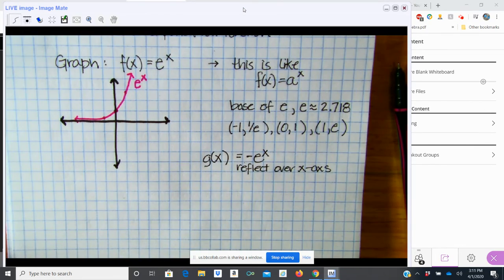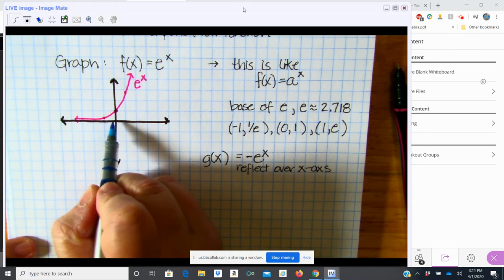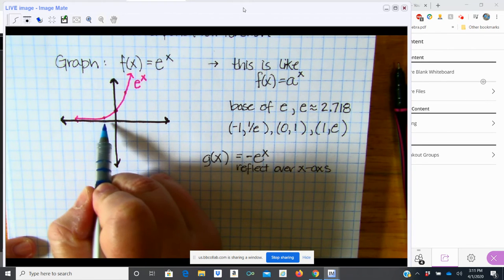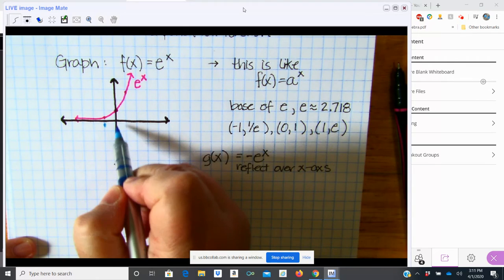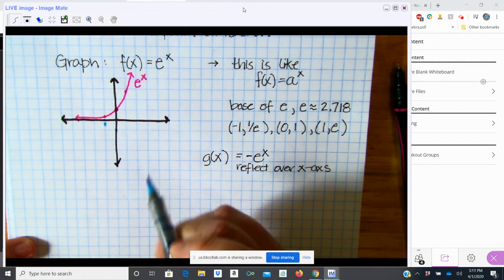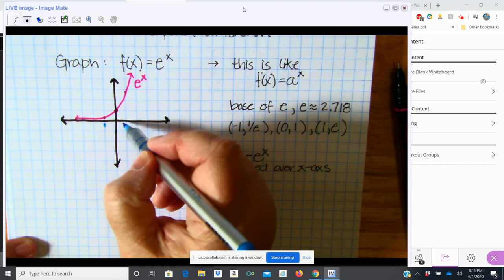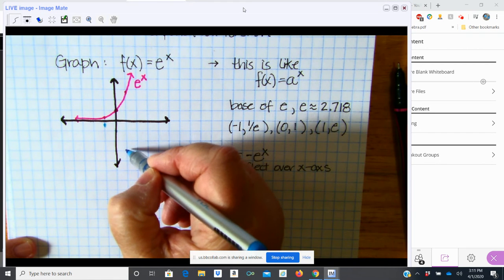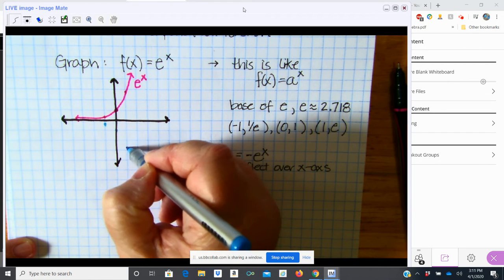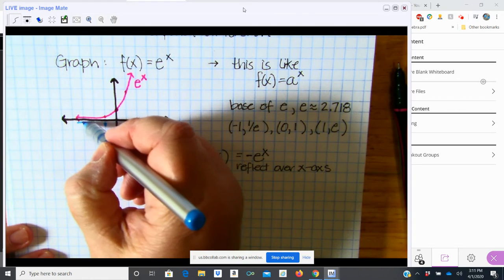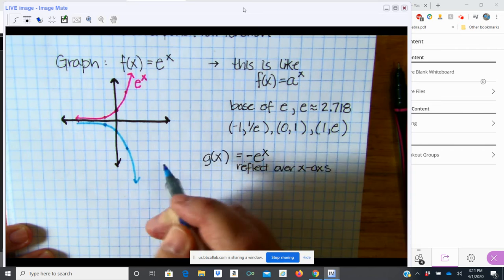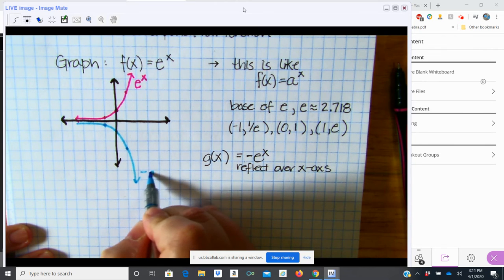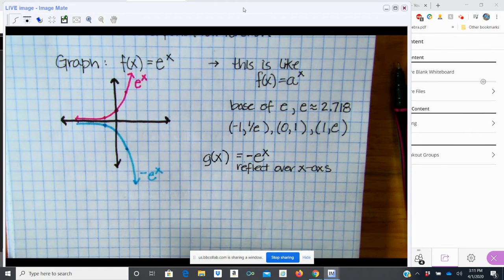So I can take those same 3 points, and instead of -1, +1/3, it's going to be -1, -1/3. Instead of 0, +1, it's going to be 0, -1. And instead of a 1 and then just below 3, it's going to be just above -3. This is what happens for a negative e to the x.